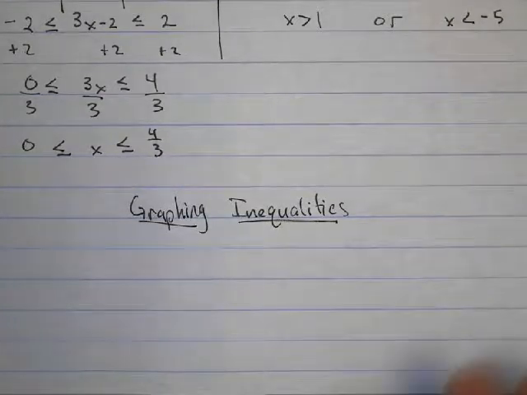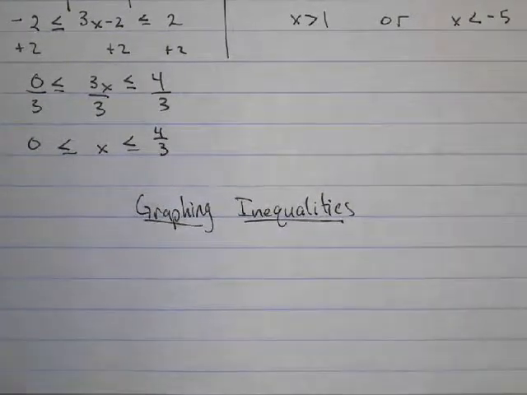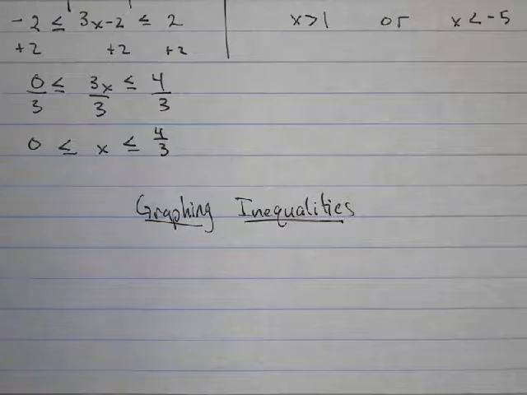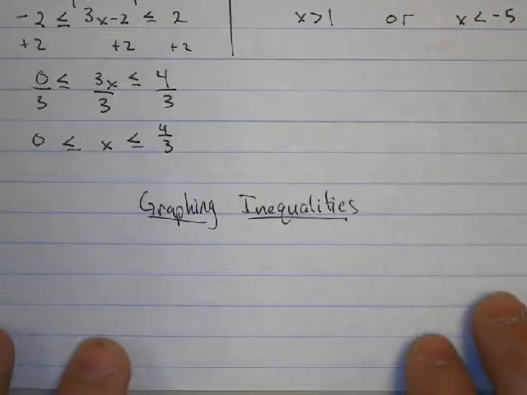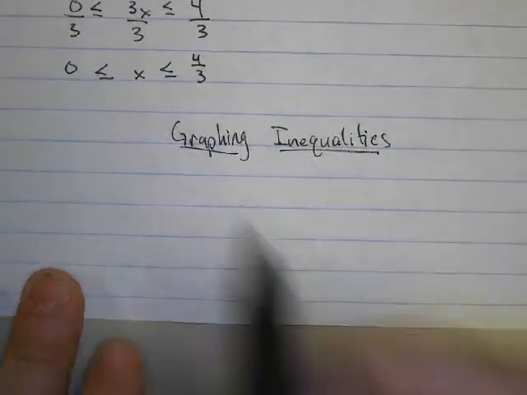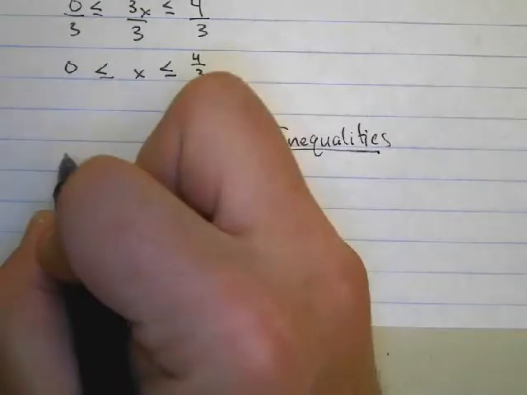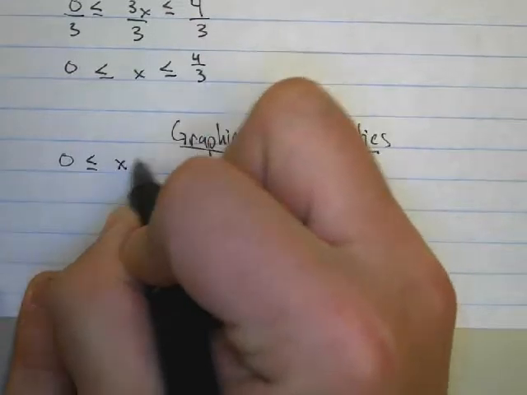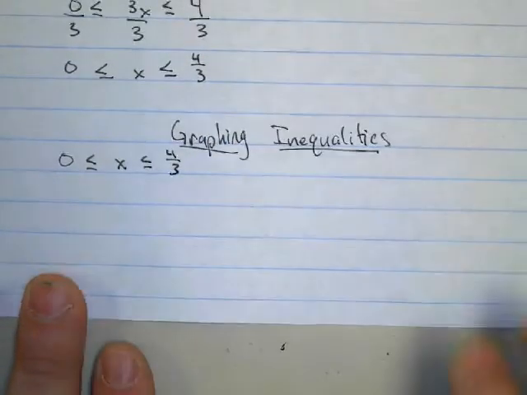In this video, we're going to look at graphing our inequalities. So I'm going to use the solution from the previous video on how to solve inequalities to show how we can graph them. So the first one I'm going to graph is one we can see right here. So I'm graphing 0 is less than or equal to x is less than or equal to 4 over 3.